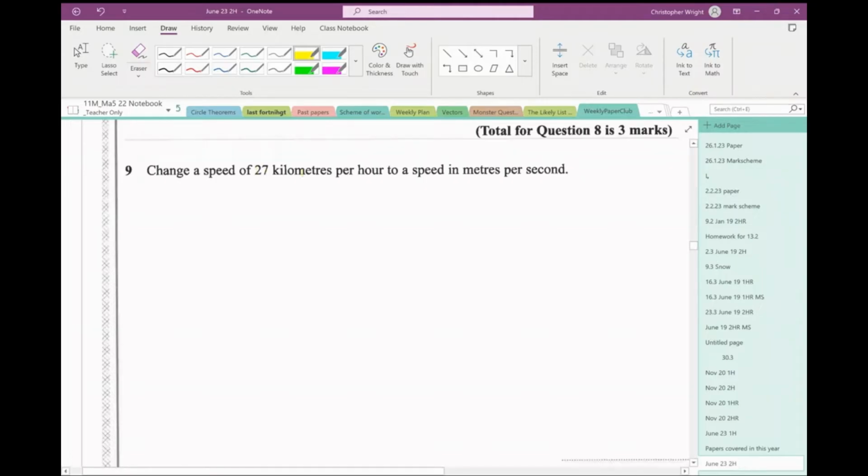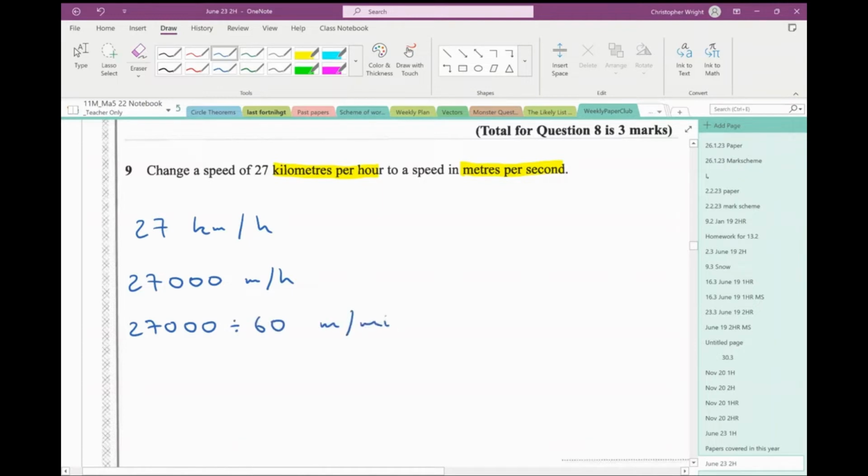Change the speed of 27 kilometers per hour to a speed in meters per second. Let's have a look. If it's 27 kilometers per hour, then it will be 27,000 meters per hour. So if I divide that by 60, that will tell me how many meters it is per minute. And if I divide by 60 again, that will tell me how many meters it is per second.